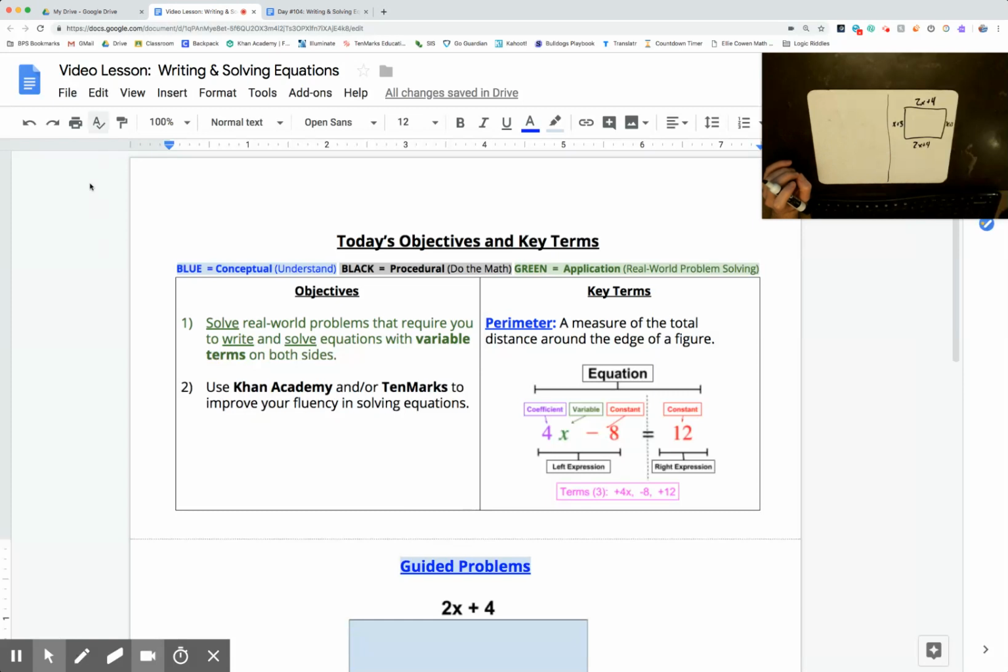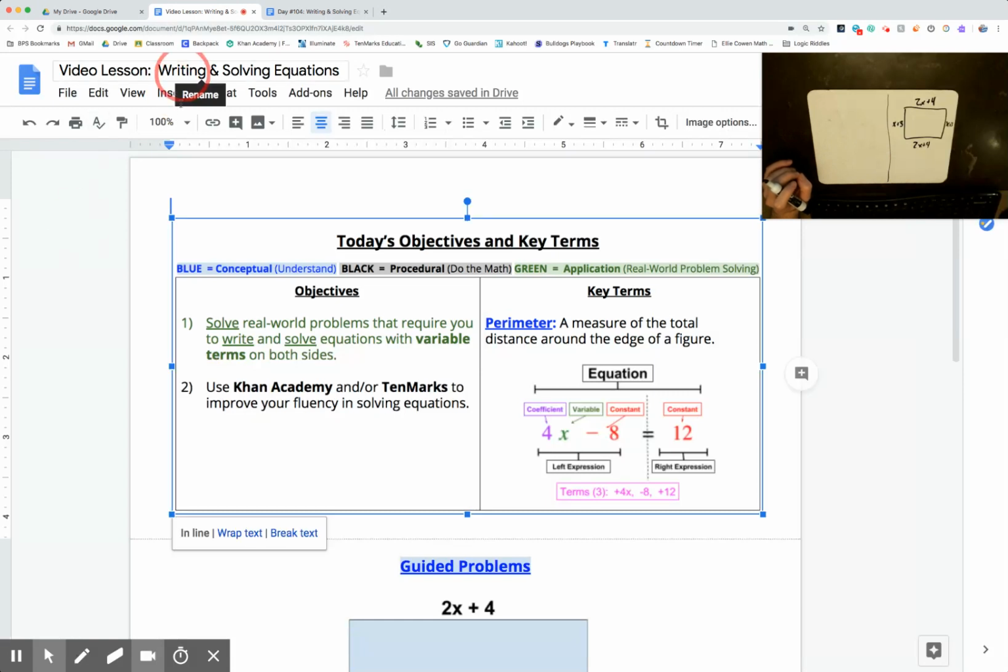In this video lesson, we're going to talk to you pretty quickly about how we can write and solve equations. We've been spending a couple weeks on solving equations. Here, we're going to see a few problems today about perimeter that require you to first write your own equation, and then you're going to solve that equation to figure out some things about these problems.